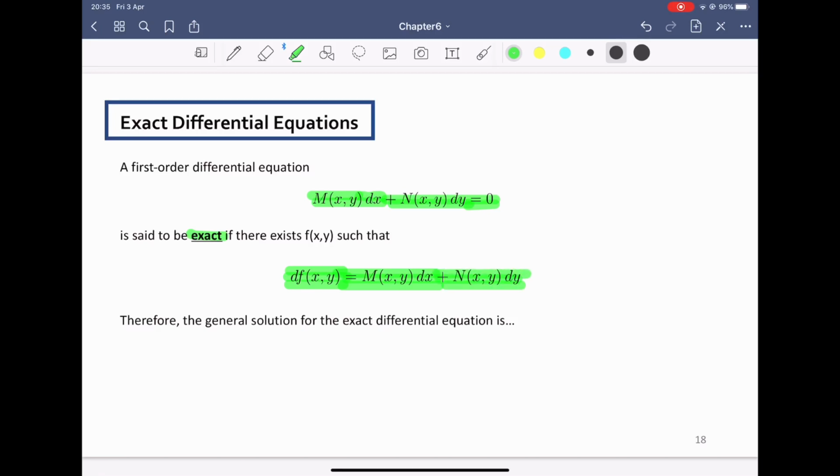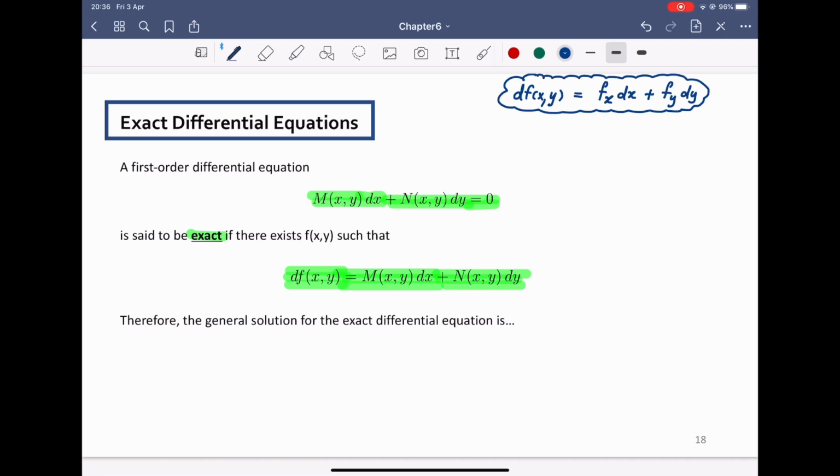I know that some of you already forgot the definition of df(x,y). So let's take a step back and recall this notation. This notation df(x,y) is called the total derivative of f. By the definition that we learned in chapter 4, this is equal to the partial derivative of f with respect to x dx plus the partial derivative of f with respect to y dy. So this is the definition of total derivative in the differential form. We're going to use this later. So now let's come back to exact differential equations.